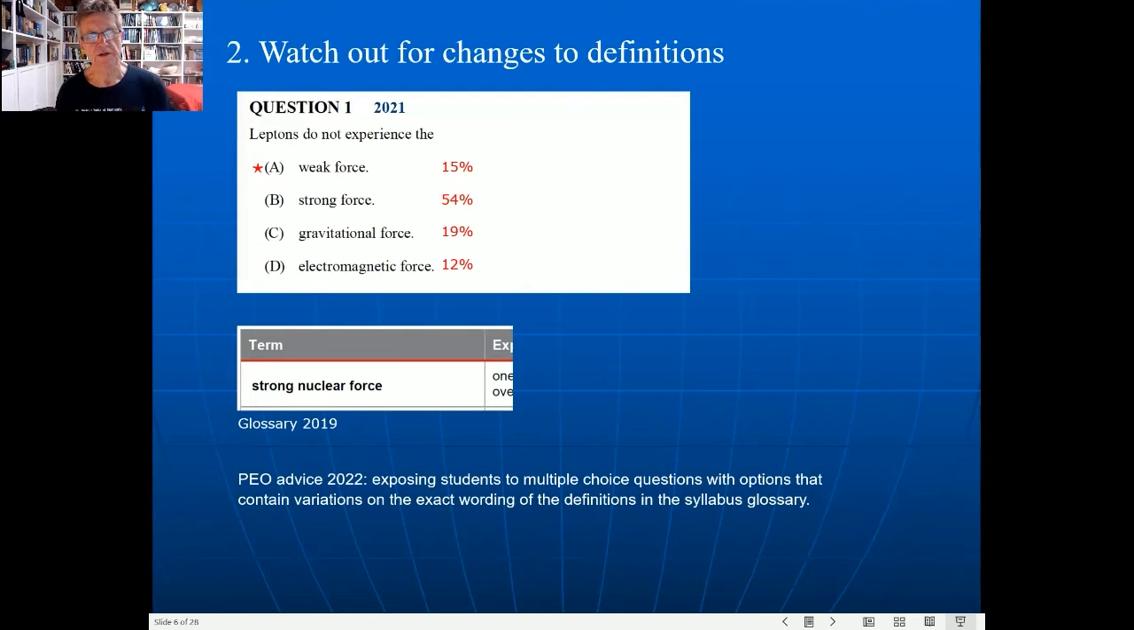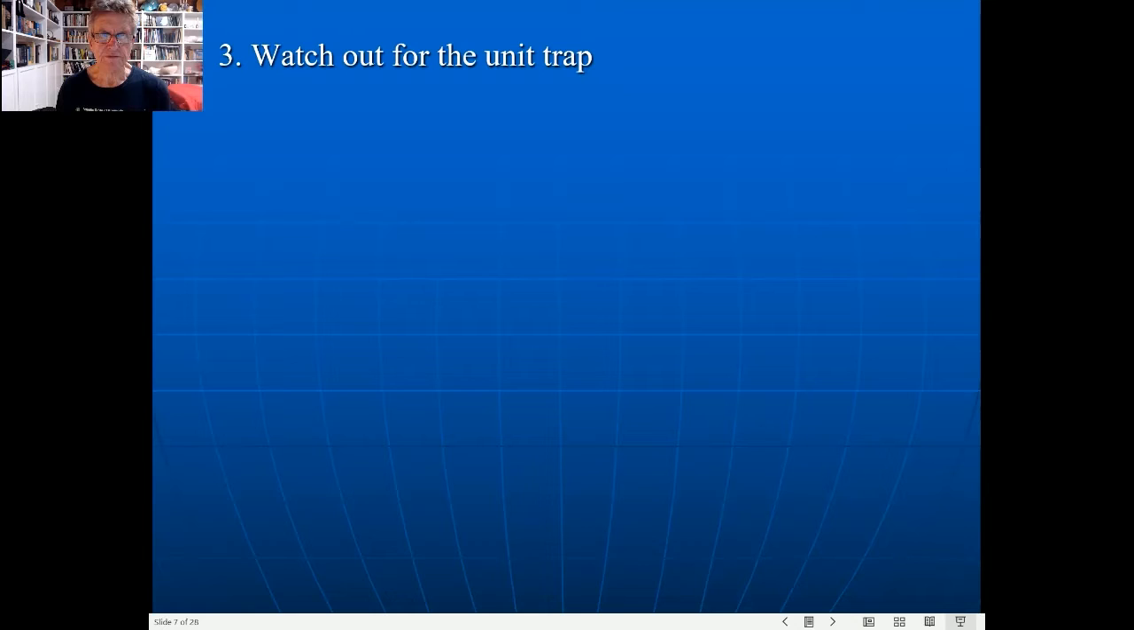And in the new syllabus that's coming up, there won't be a glossary for physics terms, so this sort of question you won't see quite as much, I don't think. Okay, let's move on. Another one is the unit trap.